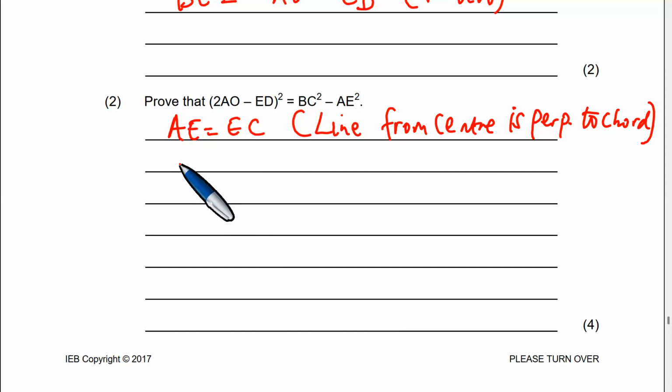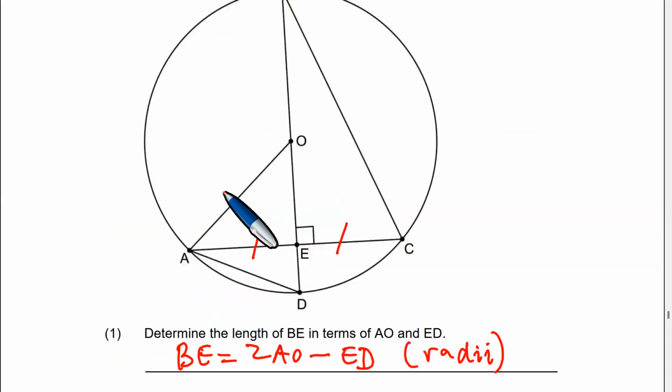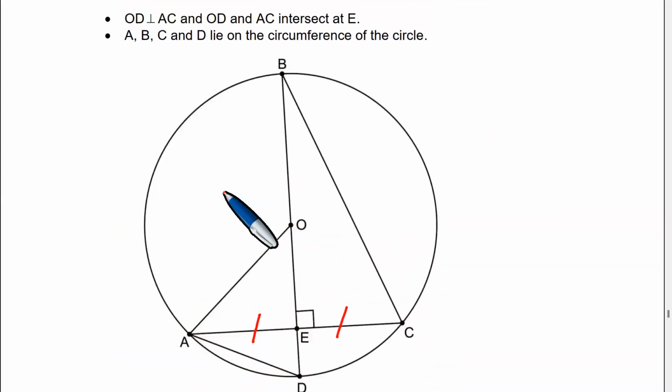BE squared is equal to BE squared. Let's look at BE squared. What is BE squared? BE squared is equal to BC squared minus EC squared. So this one, we can use Pythagoras.